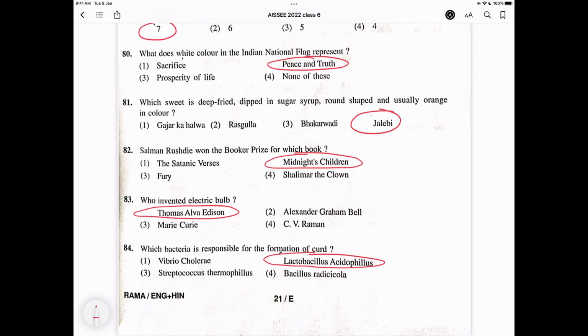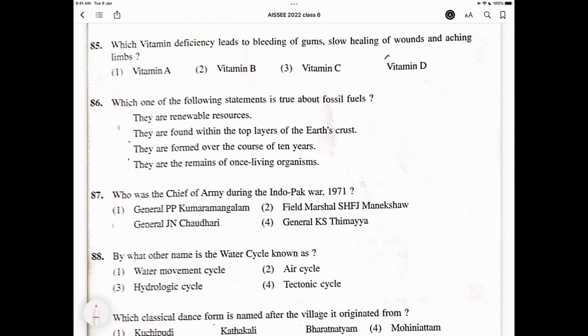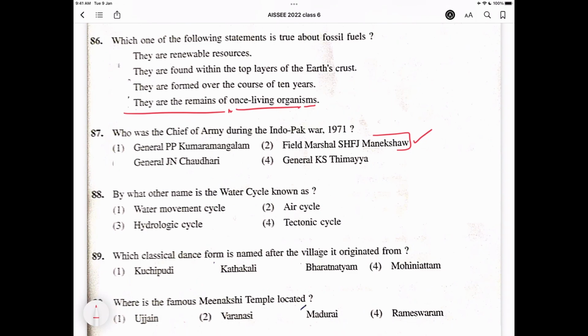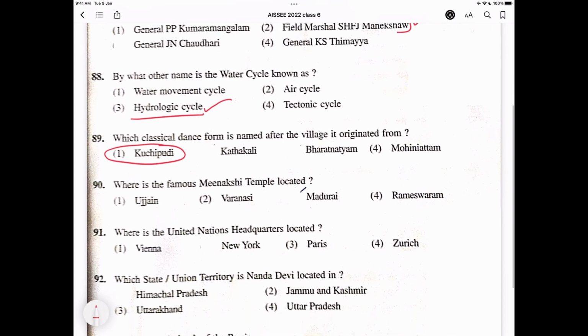Lactobacillus. For question number 85, option C is the correct answer. For question number 86, D option, they are the remains of once living organisms, is the correct answer. For question number 87, B option, Field Marshal Manekshaw was the Chief of Army Staff, COAS as we call it. For question number 88, C option is correct. For question number 89, A option is the correct answer. For question number 90, C option is the correct answer.